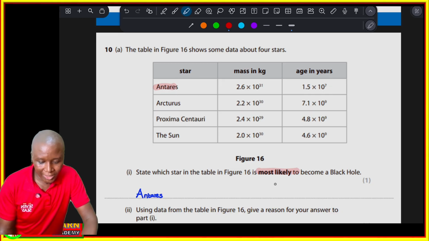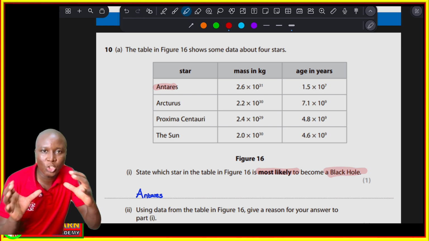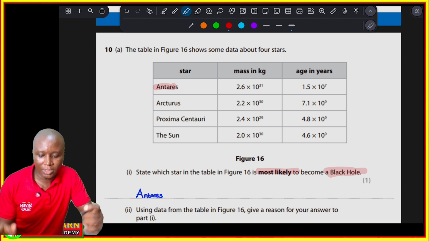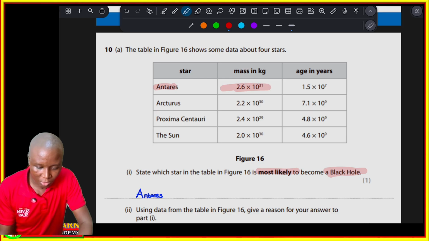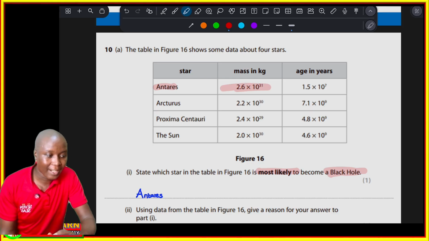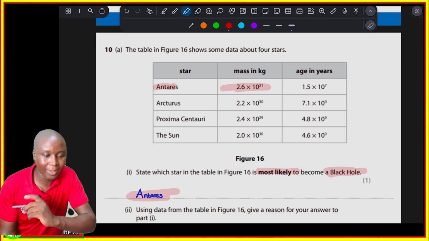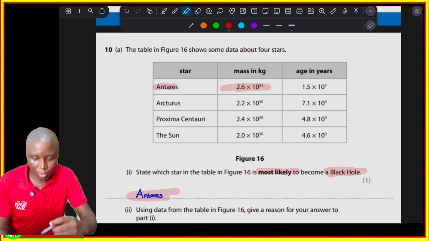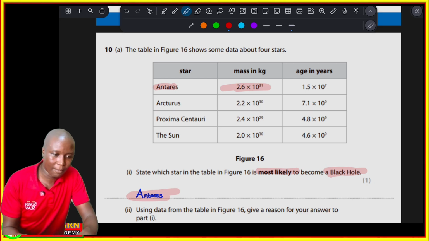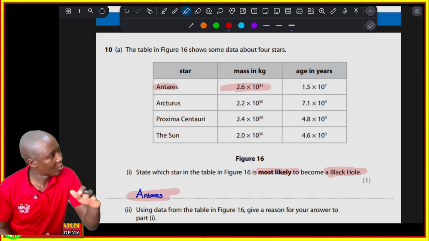So what determines whether a star is going to become a black hole is the initial mass. Which means if it was massive like this one here, it is going to become a black hole. So Antares is likely to become a black hole because it was the most massive star in this particular table that we are given here.